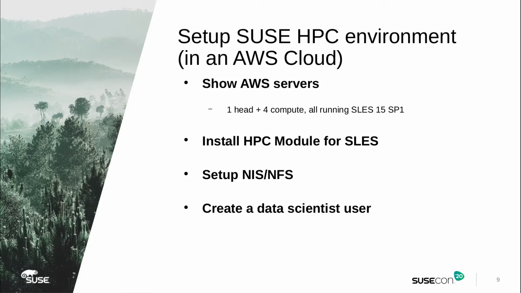Once we have NIS and NFS set up, then I will create a data scientist user. We'll call this user the scientist user, and then show that scientist now has his home directory readily available all throughout the high performance computing, the HPC cluster. And that would be a standard approach to having data scientists being able to access an environment where they could do all of their machine learning, artificial intelligence, in an HPC environment.